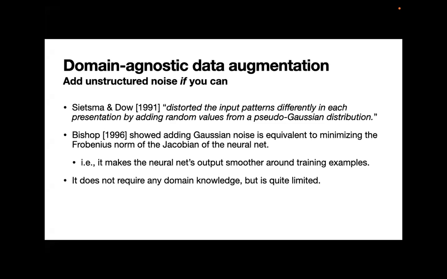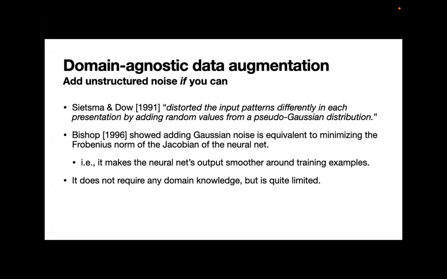And this is not a new idea either. From 1991, there's a paper from Sietsma and Dow talking about how to add this pseudo-Gaussian noise so as to create augmented data sets that can be used to make a classifier generalize better.